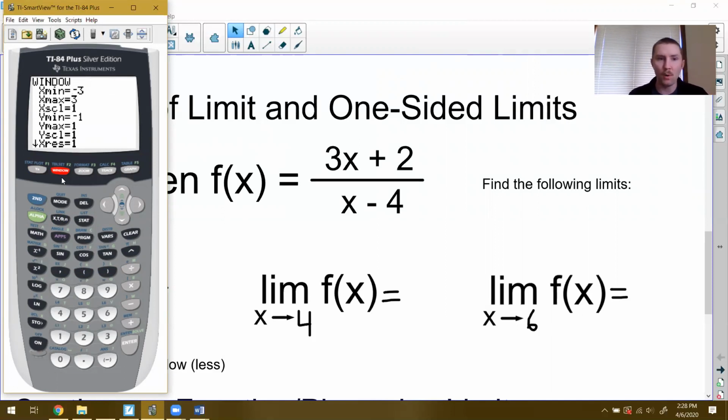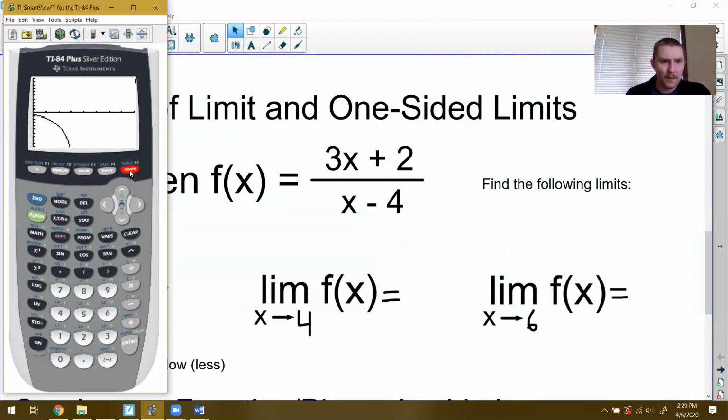What do they want me to approach? They want me to approach 4. So I might go maybe from 0 to 8, go 4 on either side of that value they're trying to get me to find. And my y values, I might just go back to normal, -10 to 10, and see what it looks like. I can always adjust it later if I need to.